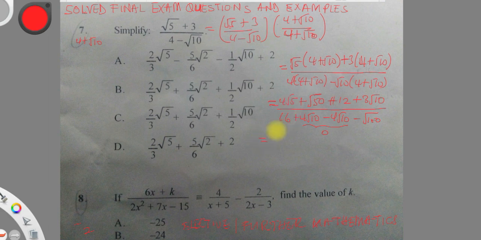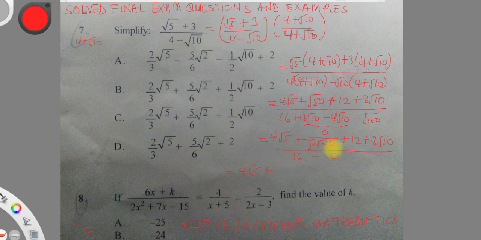So this is equal to 4 root 5, put it down. Then plus square root of 50, you have to simplify this. This is 25 times 2, so square root of 50 simplifies. Then plus 12, and plus 3 root 10, all over. You get 16, and then square root of 100 is 10, so obviously you are getting 6, as I told you earlier. So this is equal to 4 root 5, and then this one is what?